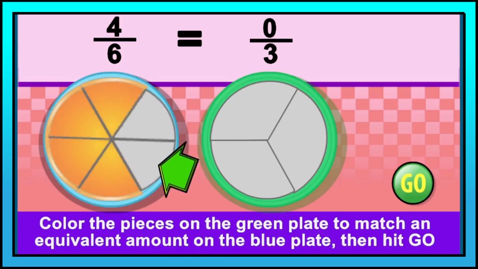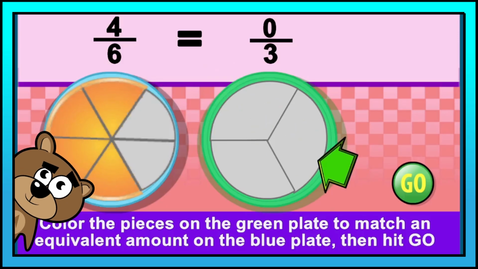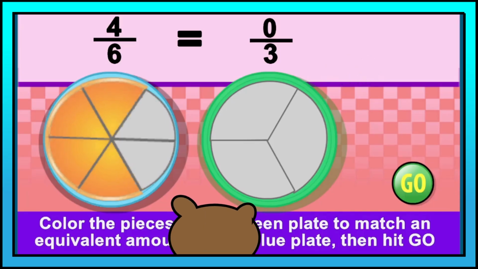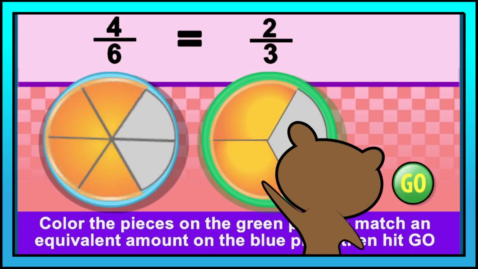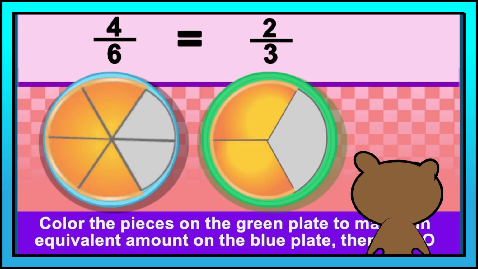This pie has a fraction of the pieces shaded. Shade the other pie by selecting the pieces to make an equivalent fraction, then press go. First this one, then this one. Did I get it right?